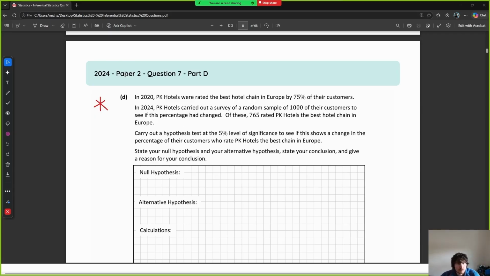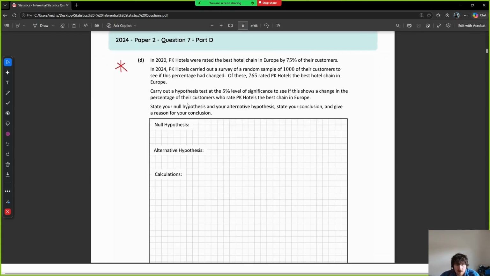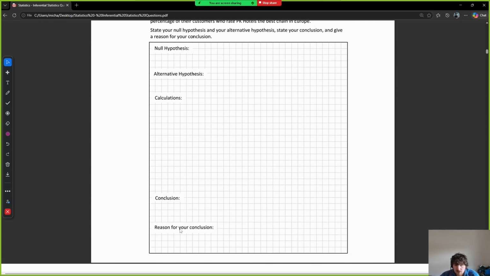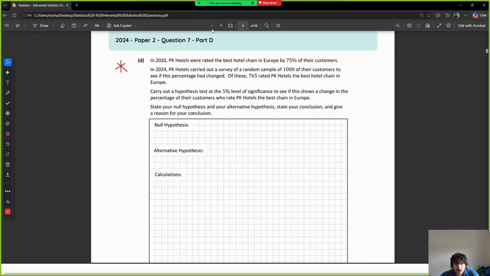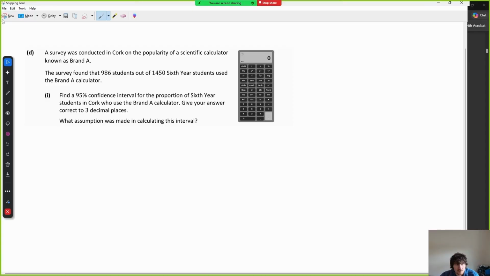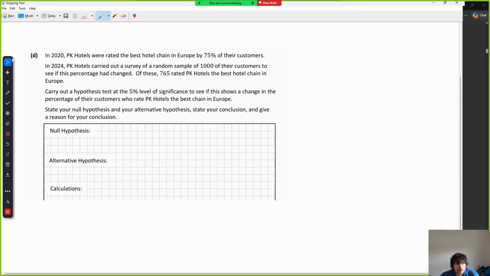Okay, so moving along here, we've a 2024 paper 2, question 7, and it's a hypothesis test. So you see we have a conclusion, a reason for your conclusion, and we state the null hypothesis and such. So obviously give this a go yourselves. See, can you get it out? And I'll do it here as well.